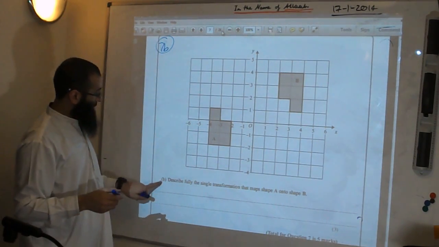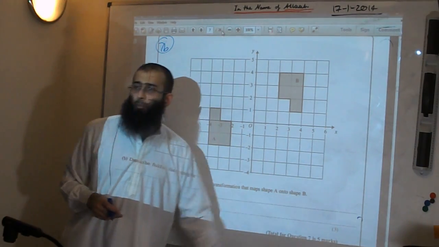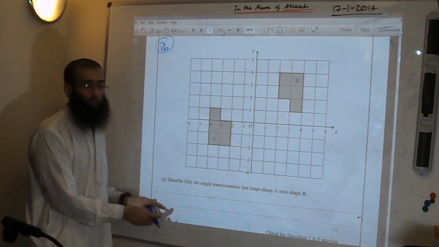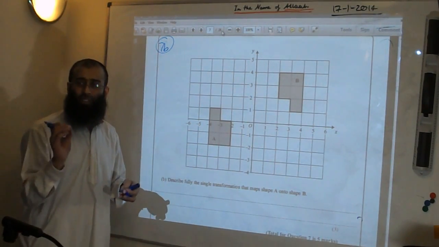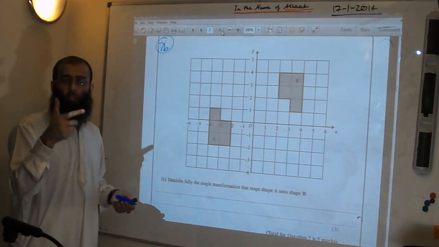It goes: describe fully the single transformation that maps shape A onto shape B. Let me tell you a common response by students. Transformation. You can't use the word transformation in the answer. Transformation means generally, so you've got to give the specific type of transformation, i.e. is it translation, enlargement, rotation or reflection.